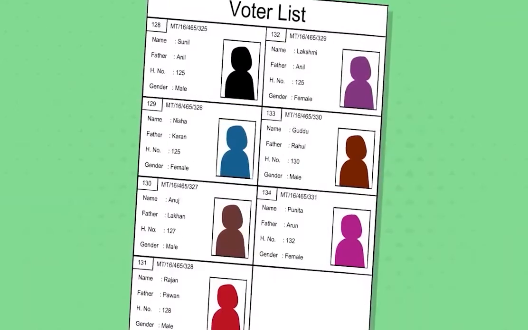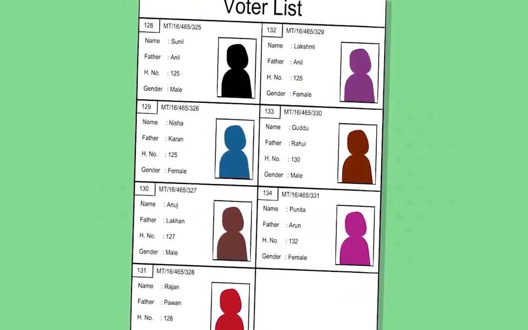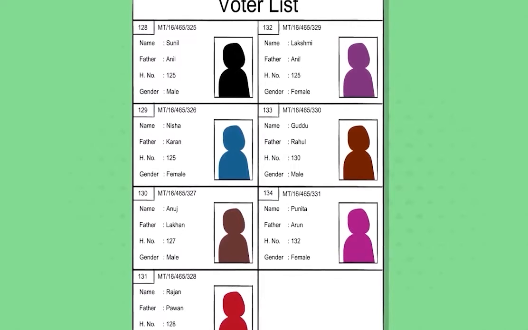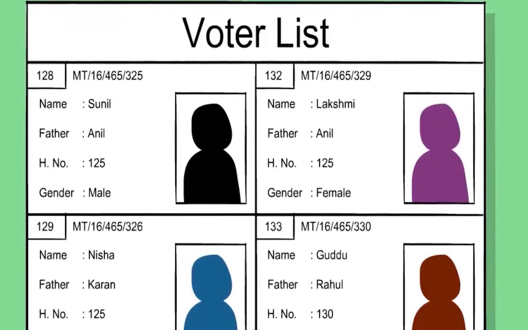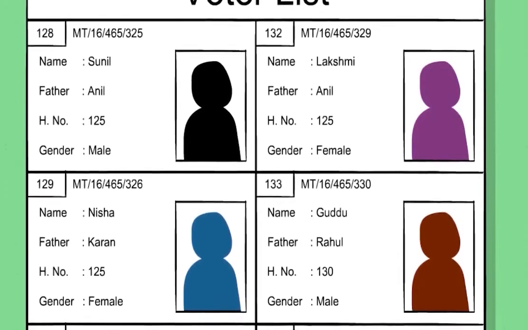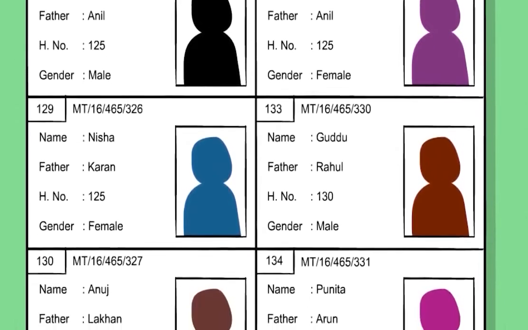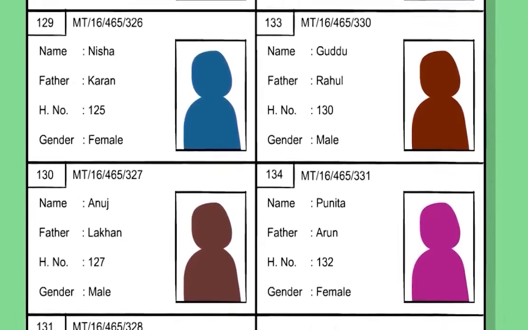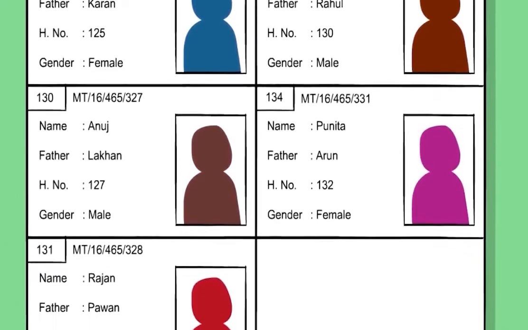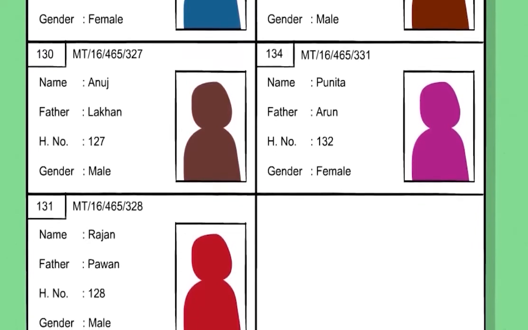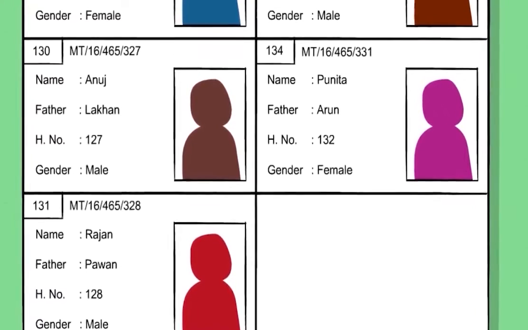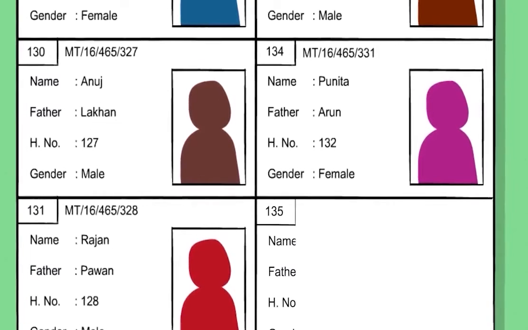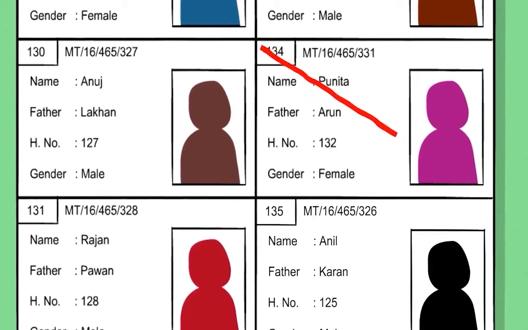Once the demarcation of constituencies is done, the electoral roll is prepared. The electoral roll is commonly known as the voters' list. The electoral roll is a list of all the people in each constituency who are registered to vote in the elections. Only those who have their names on the electoral roll are allowed to vote. The electoral roll is revised regularly to add the names of new voters and remove the names of those who do not belong to that constituency anymore.